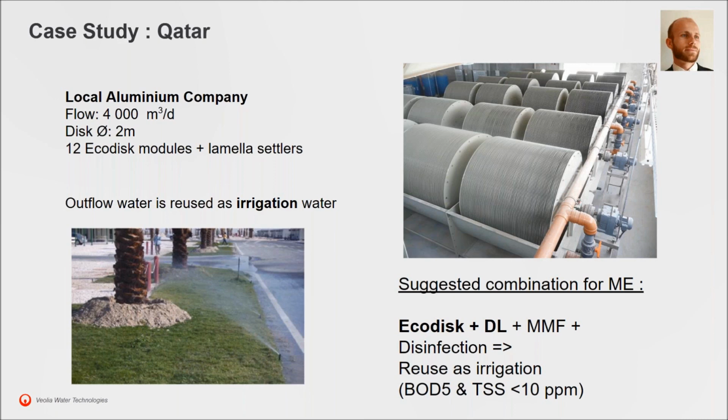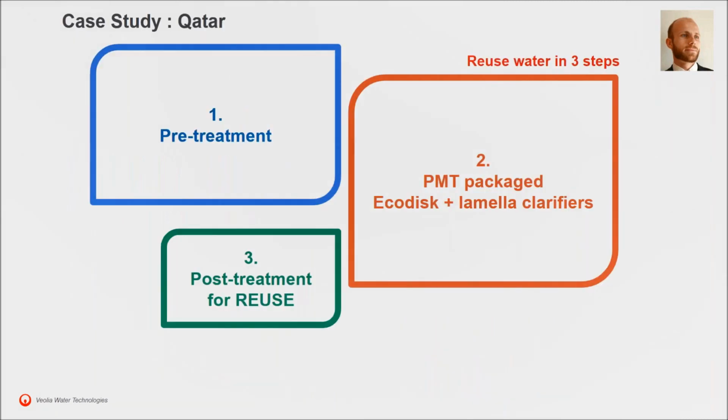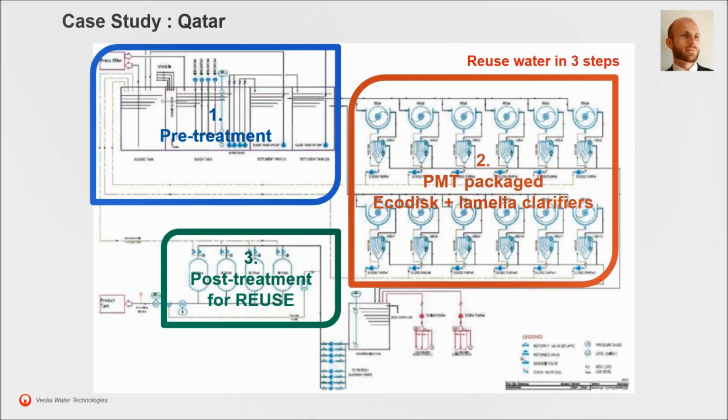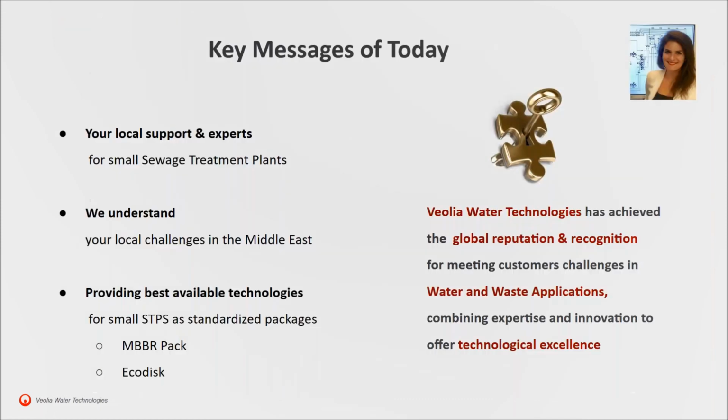As we can see on the next slide, there are only 3 steps: pre-treatment, EcoDisc with lamella clarification, and a post-treatment for reuse, consisting of a multimedia filter with chlorine injection. And the wastewater from the factory is then treated down to BOD less than 5 and TSS less than 10. This water is then reused in the plant for common usage, such as the watering of the green spaces. Nargis, I will now leave it to you for the wrap-up.